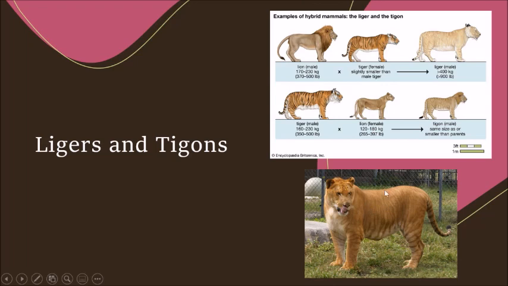You can see the tiger stripes, but very much a lion type body. That individual would be infertile, unable to reproduce, and therefore, even though these can technically reproduce and you get these hybrid animals, they are separate species. This is Panthera leo, which is the lion, and Panthera tigris, which is the tiger. They are completely different species, cannot produce viable and fertile offspring, and therefore are classified as separate species.